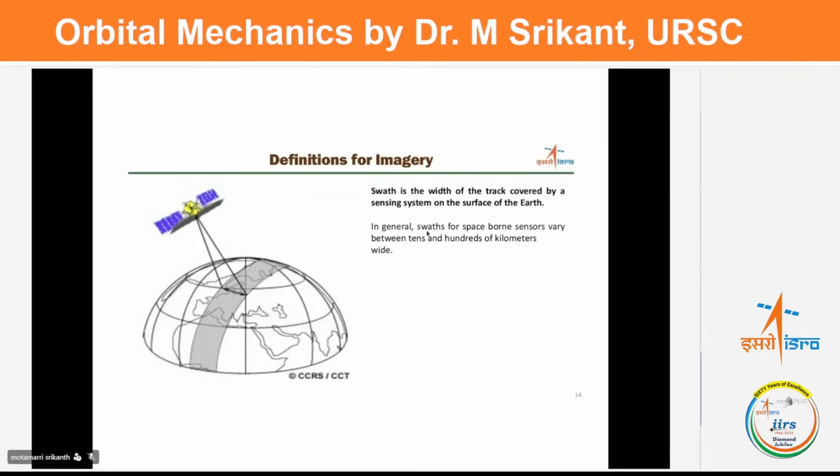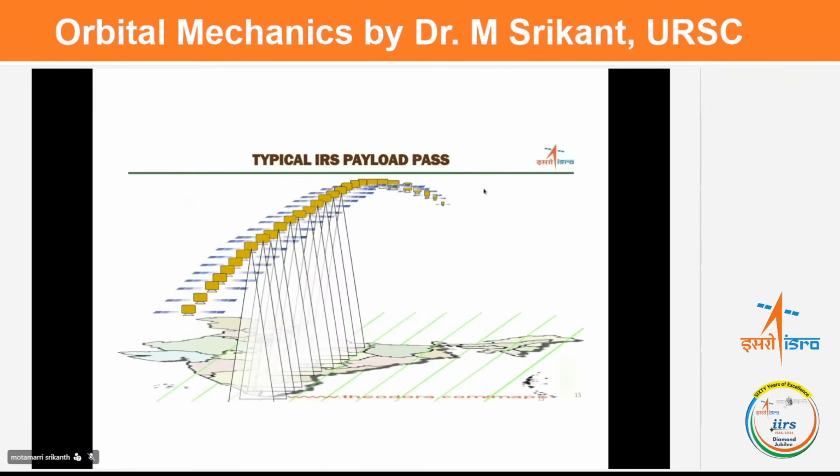Generally it can be from a few tens to hundreds of kilometers wide. This swath can vary. So you can see here the satellite coming when it is descending. You can see how the satellite is moving in the along track motion.